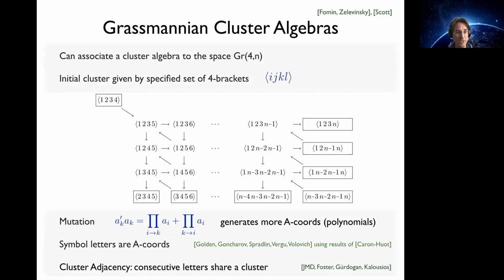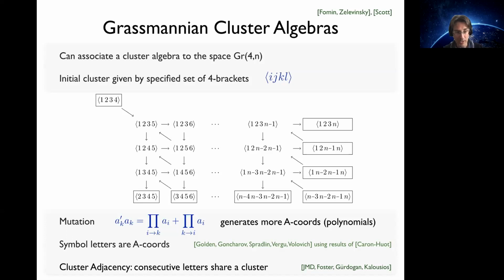And this is connected to amplitudes because we have lots of experimental observational evidence on known scattering amplitudes that are of some polylogarithmic form, that their symbol letters, in other words, their singularities, are given precisely by the A coordinates generated by these cluster algebras. So we have many examples where that's the case.